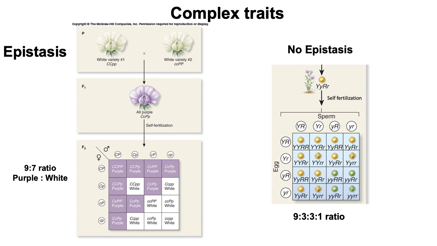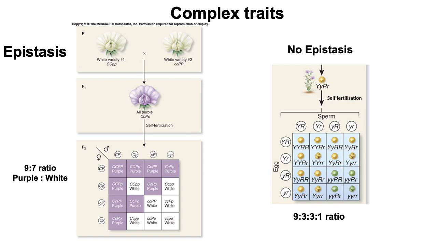What alerts you to something different going on here is when you cross these two true breeding white flowers, in the F1 you get a purple colored flower, which is a bit of a head scratcher. Then when you self-fertilize that F1, you get the results shown in the bottom panel in that Punnett square. If you count up the number of purple flowers and white flowers that arise in the F2s, you get this strange 9-to-7 ratio.